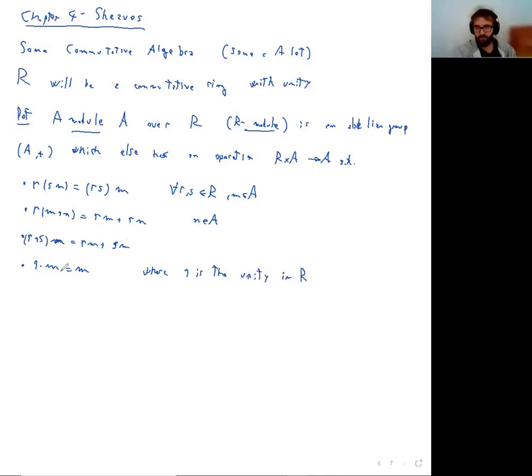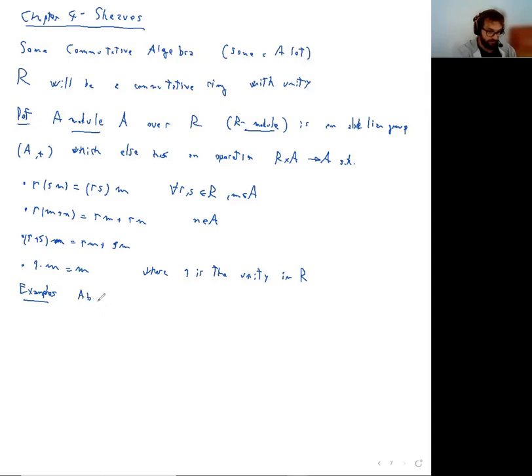Yeah. So this I have to write because, I mean, this is true if we had 1 times r, this is equal to r because 1 is the unit in R, but it's also true in A. Some examples.